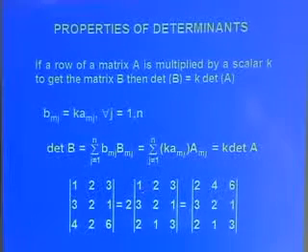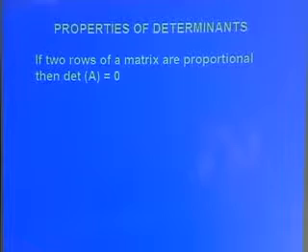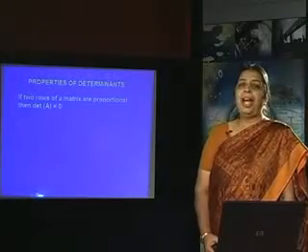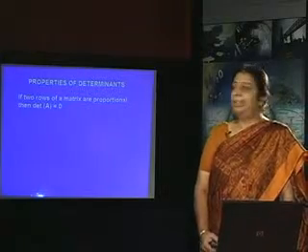This is the same as if this row is multiplied by 2. So it is 2 4 6, 3 2 1, 2 1 3. So this determinant is equal to this determinant. Now in the next property we discuss what happens when two rows of a matrix are identical. What happens to its determinant?